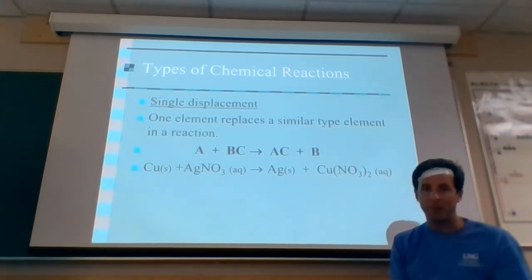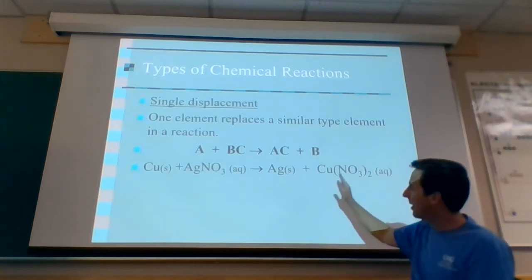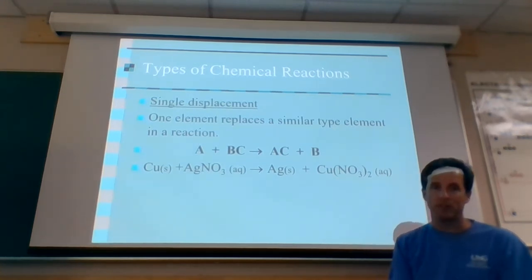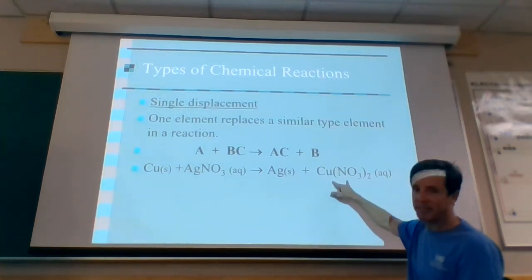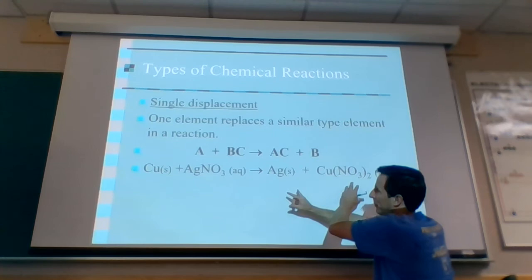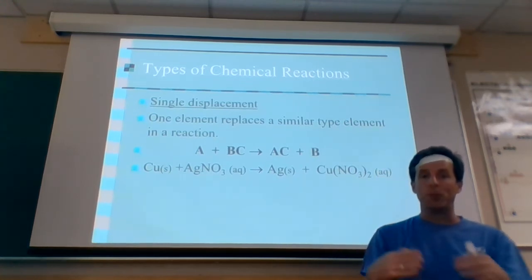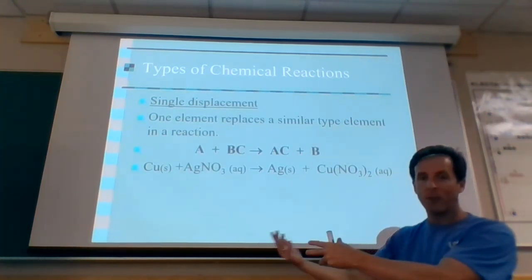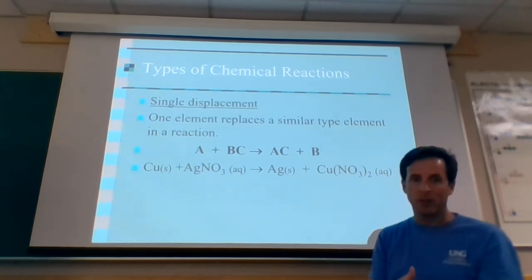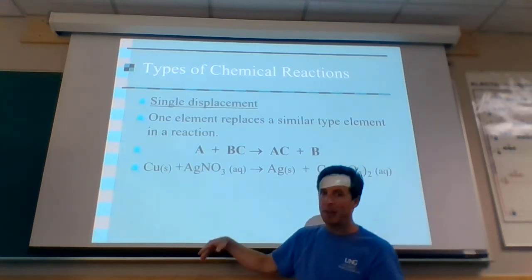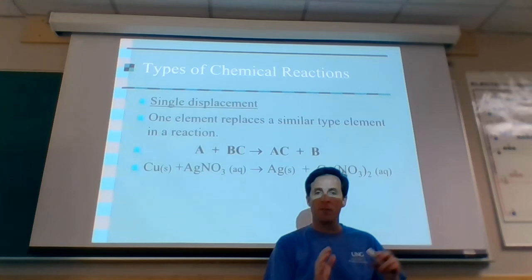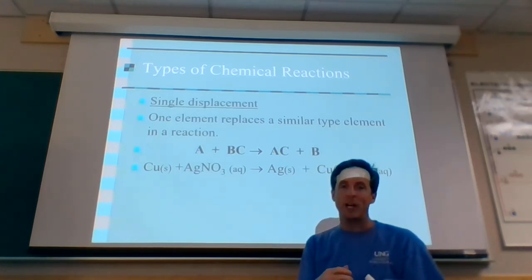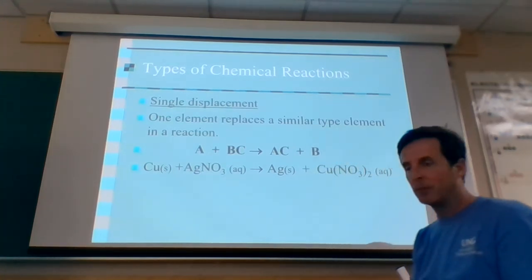Another thing that I haven't mentioned before: when you write your products, it doesn't matter what order they're in. Sometimes you'll put silver first, and then this is my second product. You could also switch them. As long as you have the correct two products, both of them on the right side of the equation, you're good to go. Same thing on the reactants. It doesn't matter if you say copper plus silver nitrate, or silver nitrate plus copper. The order of the reactants and the order of the products doesn't matter as long as you have the formulas correct.